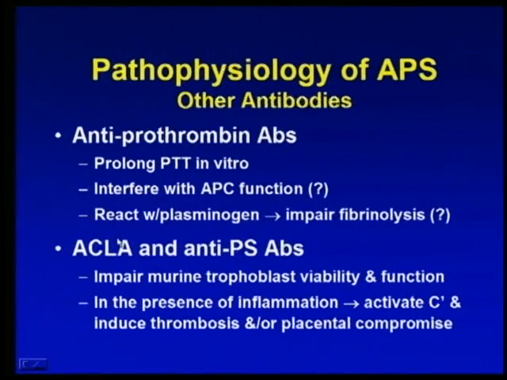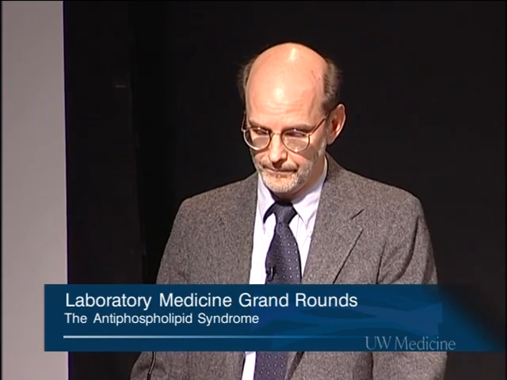Rare patients seem to have anticardiolipin antibodies that don't require beta-2-glycoprotein 1 and antibodies directly against phosphatidylserine. These have been shown in murine models to affect the viability and function of murine trophoblasts. And these antibodies have also been shown, again, in a murine model that I'll come back to a little bit later, to perhaps augment the inflammatory activation of complement. And the activation of complement through mechanisms, again, I'll come back to, may affect the viability and function of the placenta.